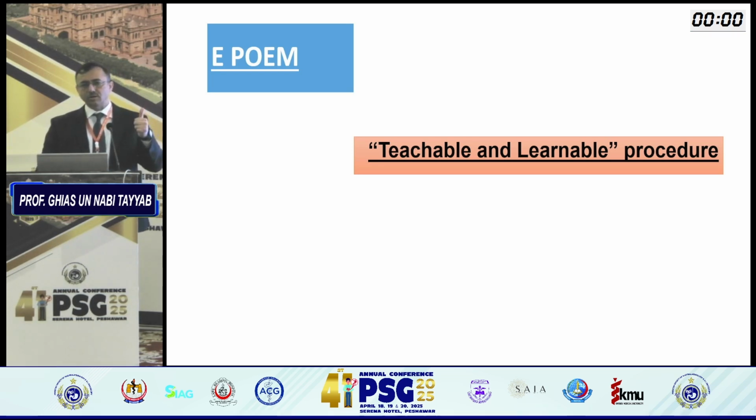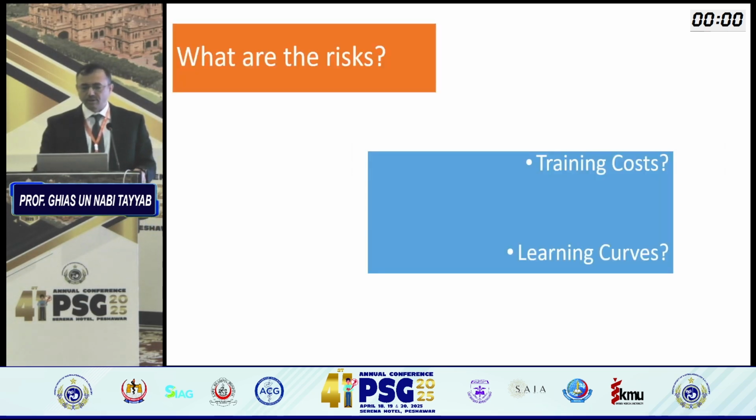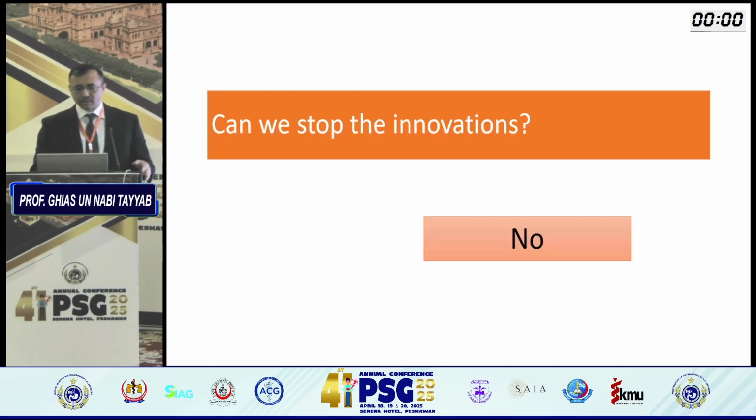The learning curve is about 25 cases for people at the intermediate level, but for senior endoscopists who have well-developed skills, maybe 8 to 10 cases under supervision, and they are good enough. What are the risks? I've already said training costs. Definitely training costs are high. And then learning curves. Few people are quick learners, other people are slow learners. But the average learning curve, I've already said. Can we stop the innovation? I've already said the answer is no.